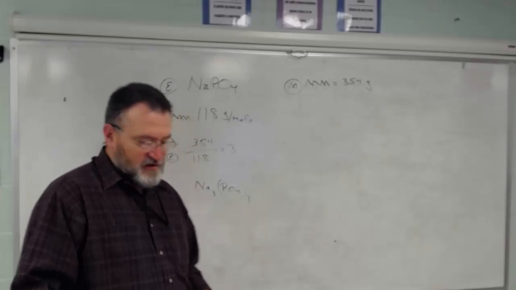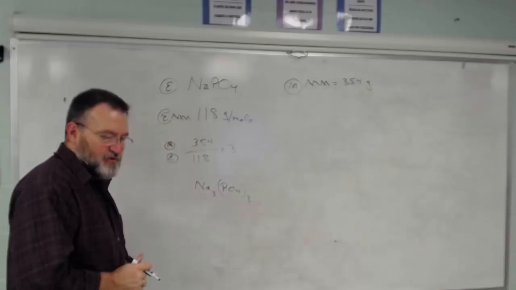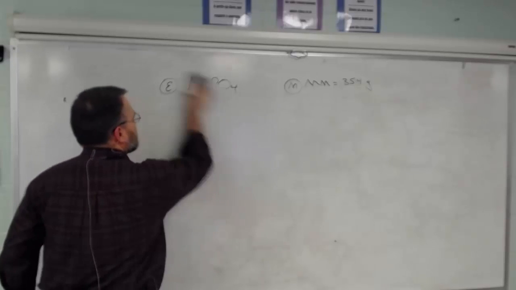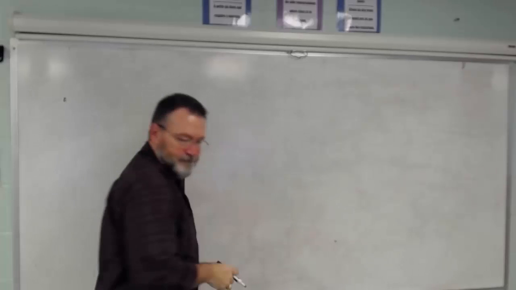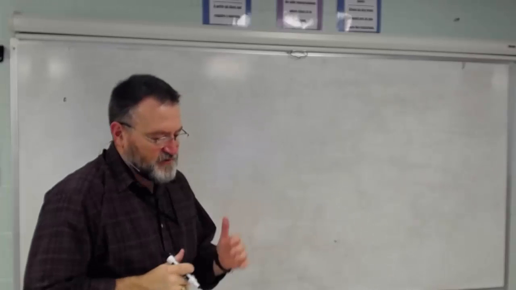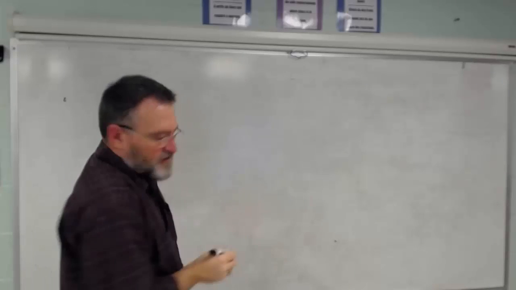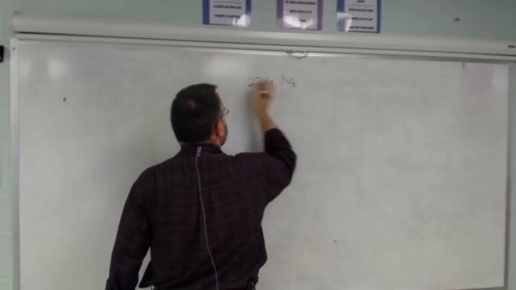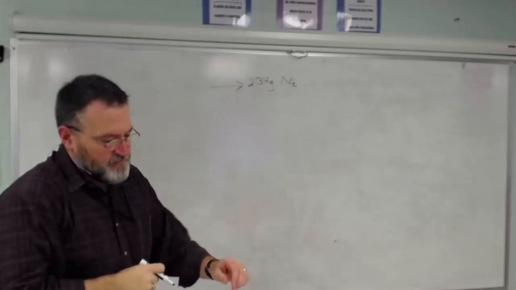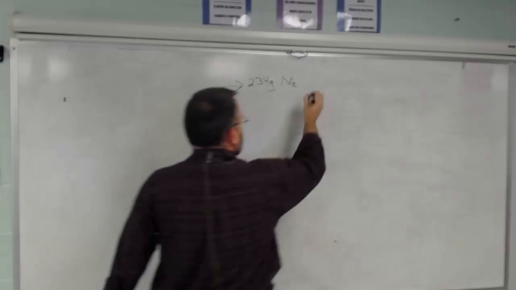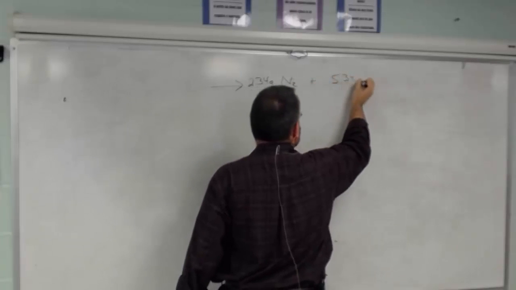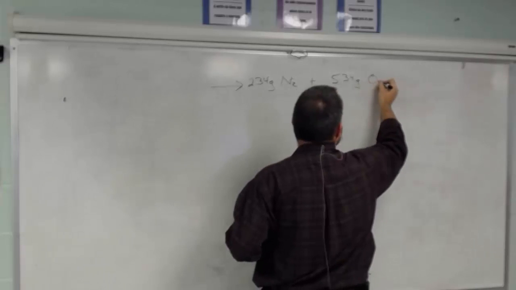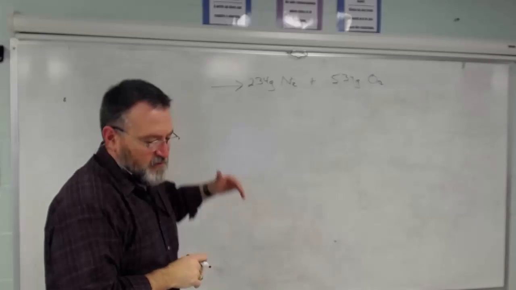Five more minutes. Let's go ahead and look at example 8.12. It's the last example given in the book, and it takes this idea and pushes it just a little bit farther. Let's look at that one quickly. Example 8.12. A sample of brown-colored gas is decomposed into 2.34 grams of nitrogen and 5.34 grams of oxygen. What's the empirical formula of the compound?